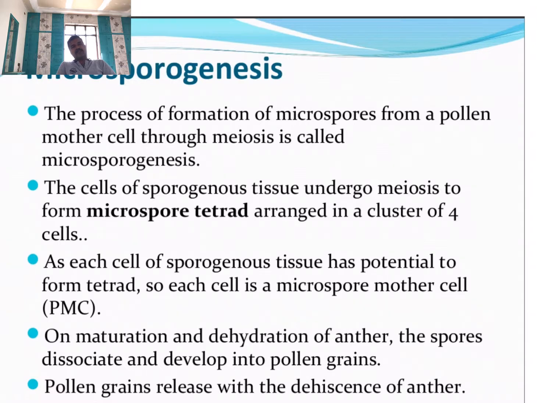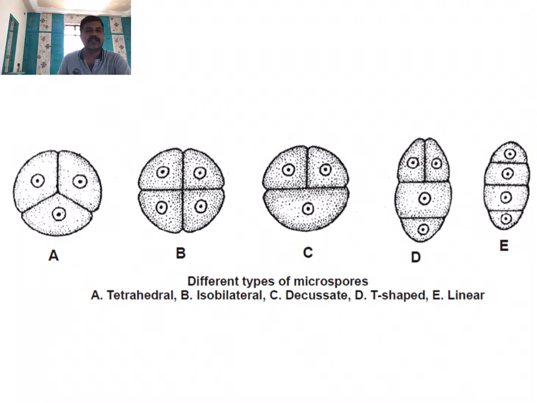As each cell of the sporogenous tissue has the potential to form a tetrad, each cell is a microspore mother cell. On maturation and dehydration of the anther, the spores dissociate and develop into pollen grains. The pollen grains are released with the dehiscence of the anther. Spore tetrads form in various types, such as tetrahedral, isobilateral, decussate, and also T-shaped and linear structures.